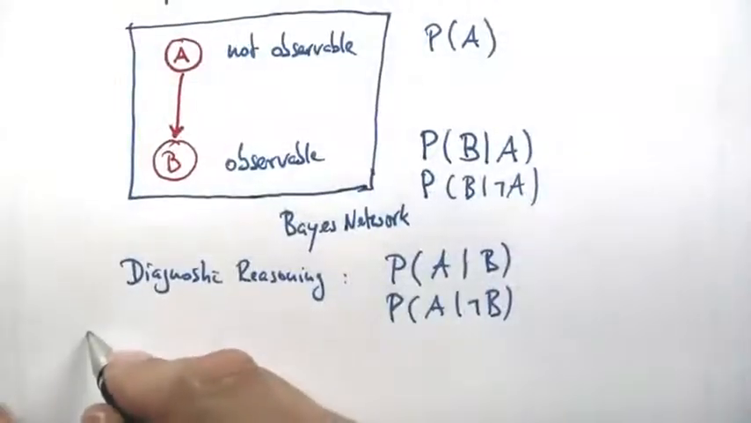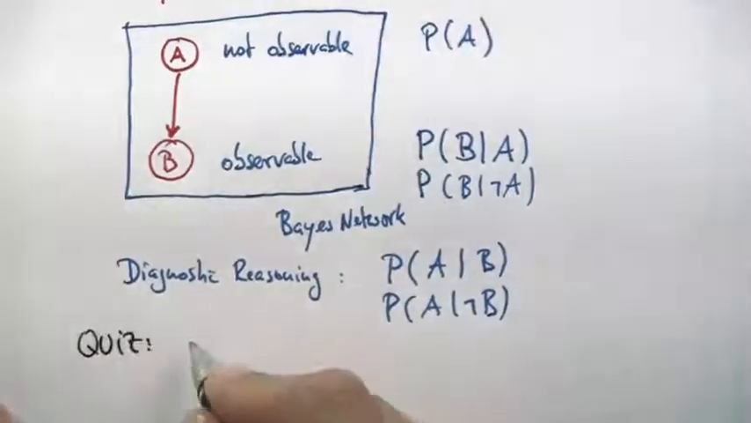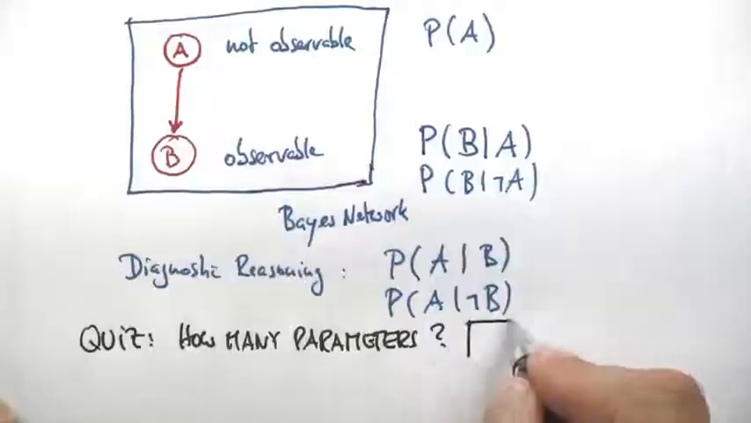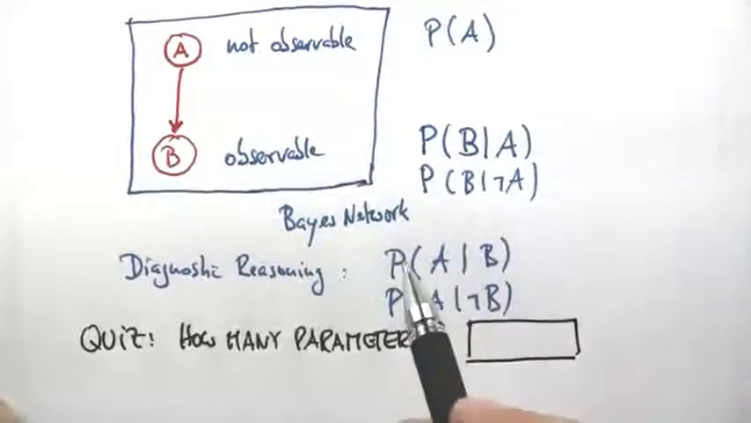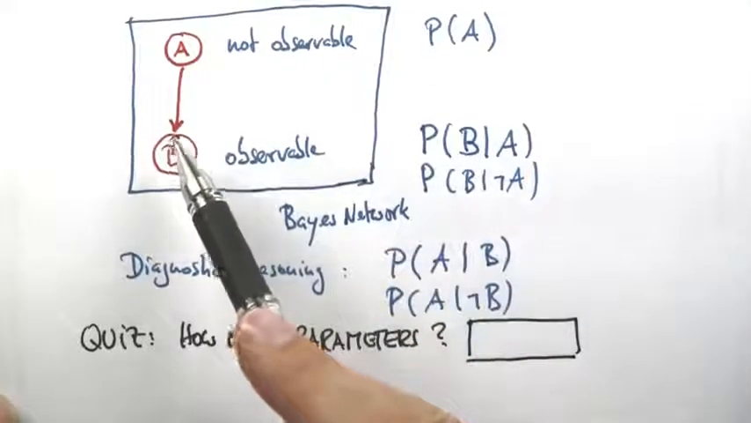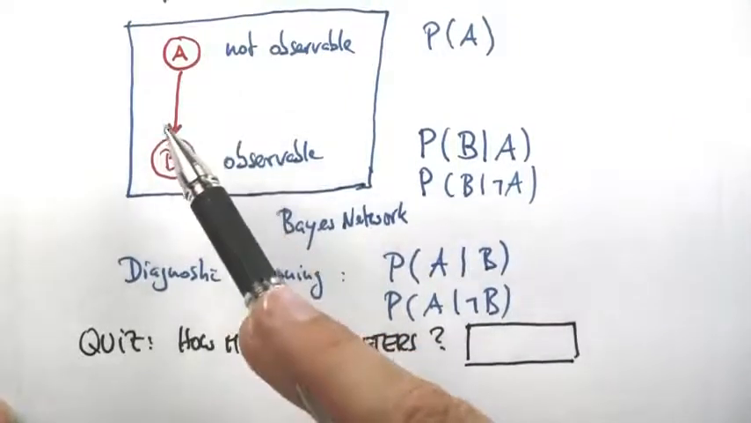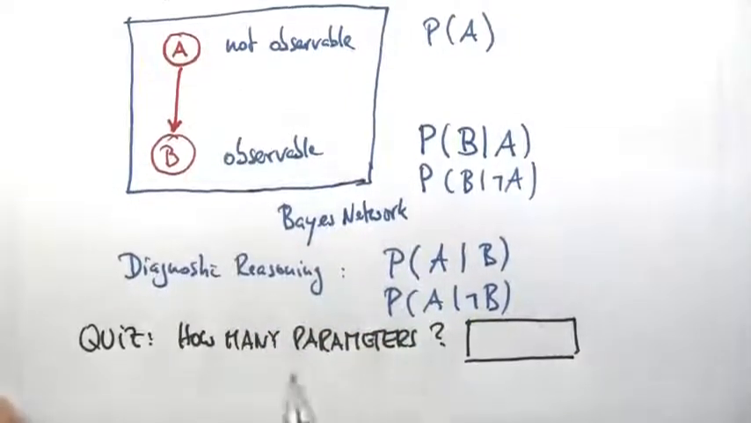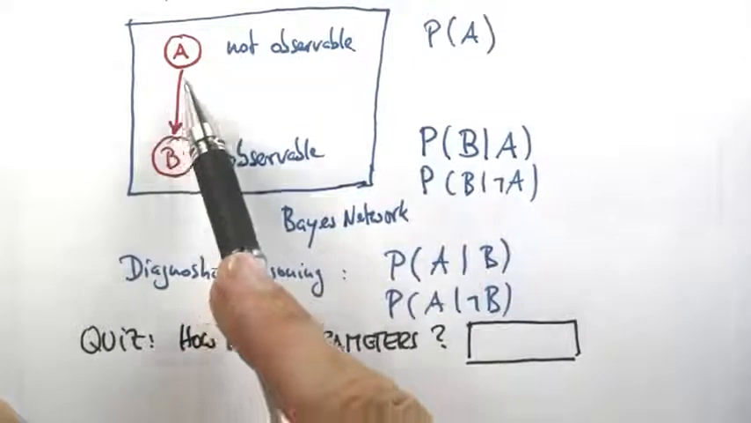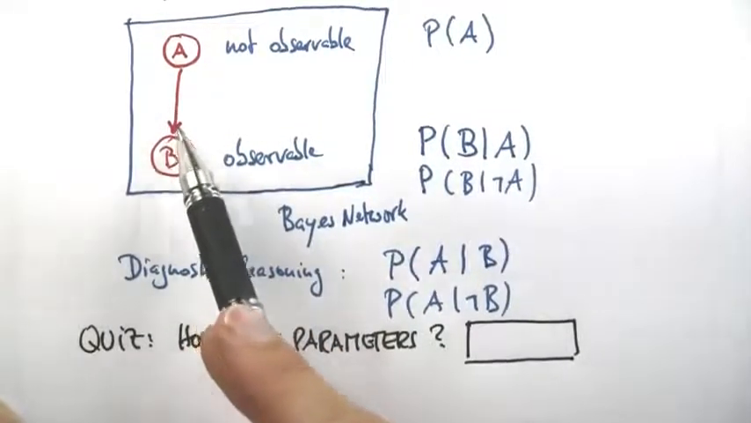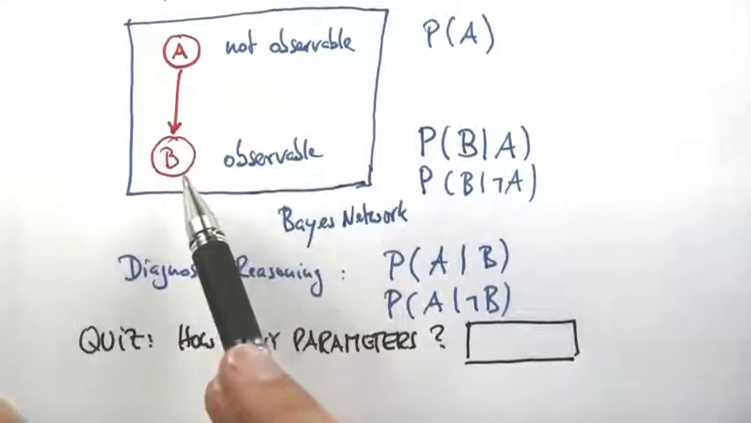Now I do have a quick quiz for you. How many parameters does it take to specify the entire joint probability between A and B, or differently, the entire Bayes network? I'm not looking for structural parameters that relate to the graph over here. I'm just looking for the numerical parameters of the underlying probabilities.